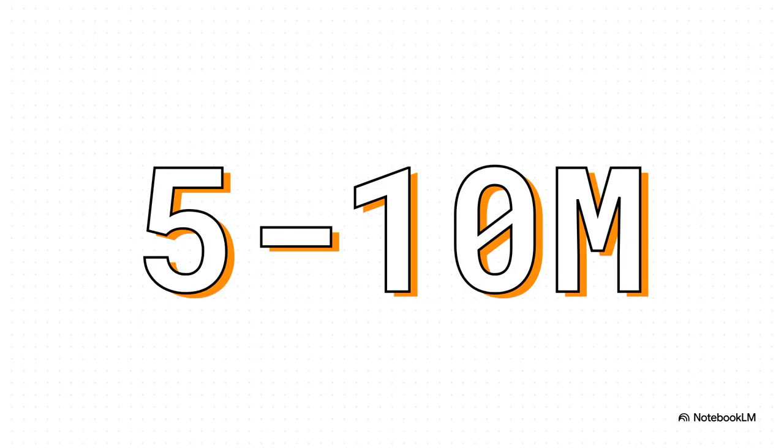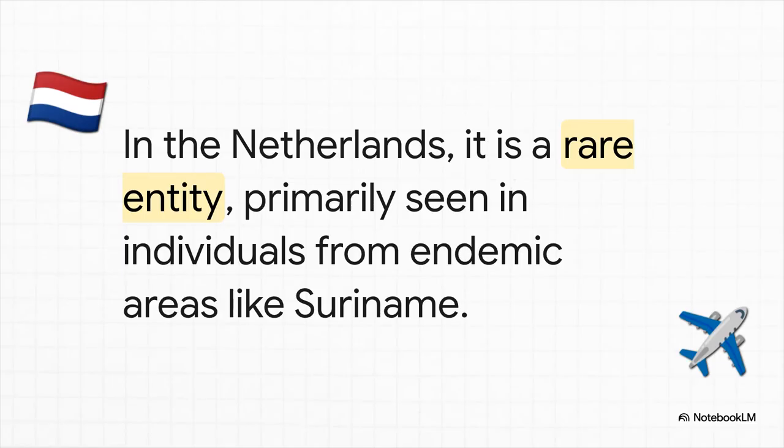And when you look at the global picture, the numbers are pretty staggering. It's estimated that somewhere between 5 and 10 million people are living with the virus, especially in places like the Caribbean, Japan, and sub-Saharan Africa. But this global scale is just a world away from what we see here at home. Here in the Netherlands, this virus is a real rarity. You're almost exclusively going to find cases in individuals who've come from these endemic areas. And there's a really notable link to Suriname. This one epidemiological fact shapes our entire public health approach.